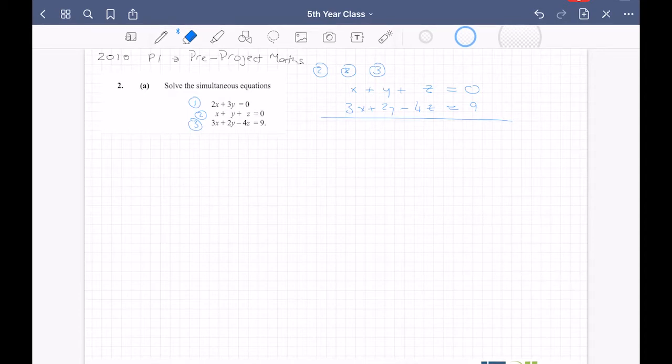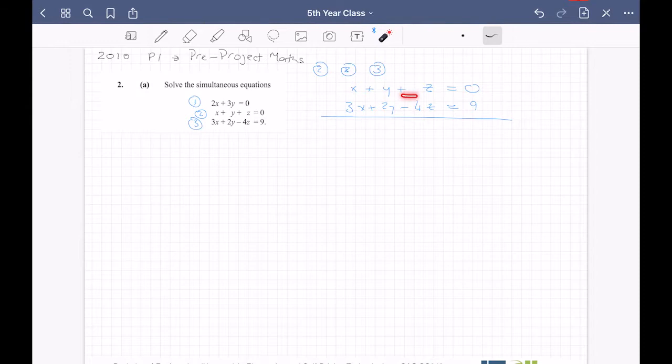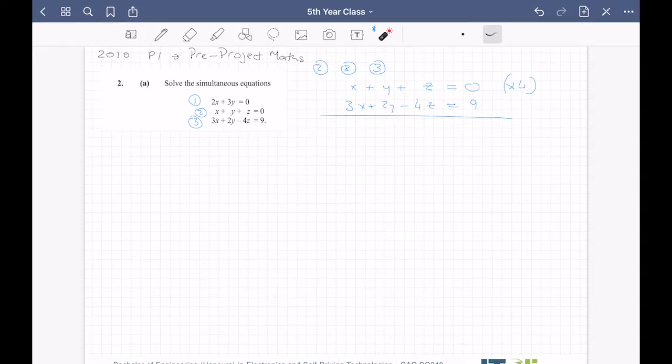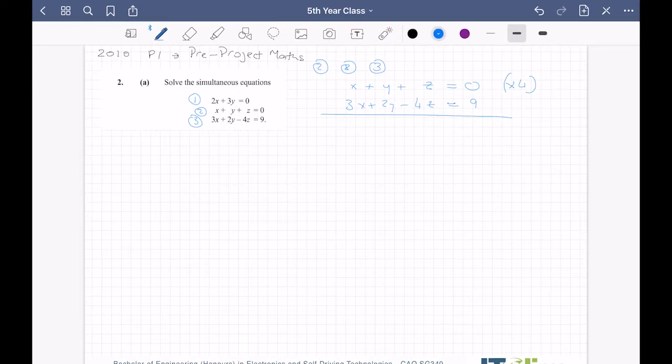So in this case, I'm looking at my options. I have minus 4z here and plus 1z. So I can see that if I multiply that top one by 4, I will bring him up to plus 4z. He's already at minus 4z, and then they'd cancel. So let's do that here.